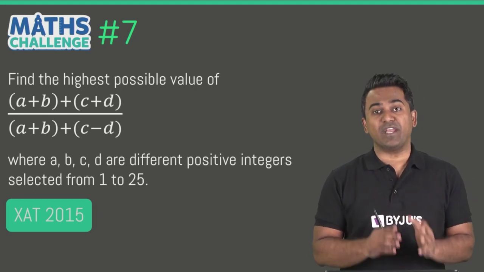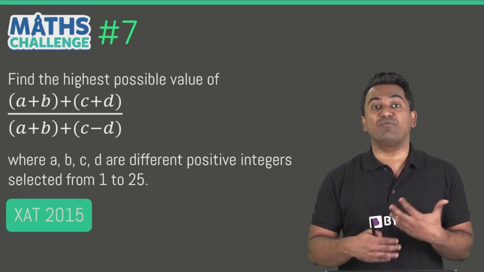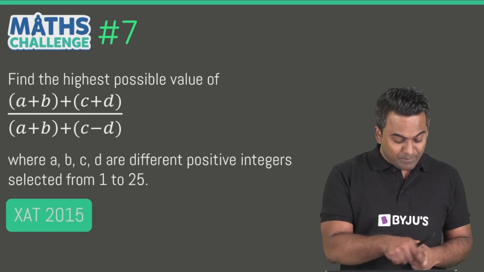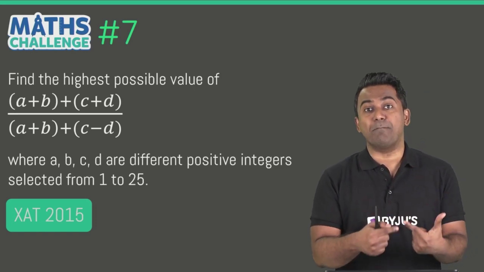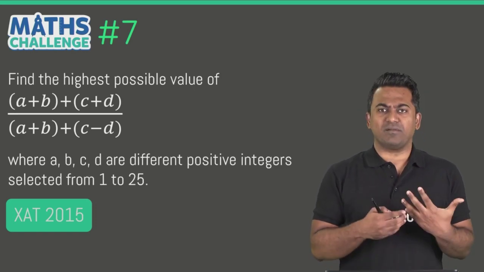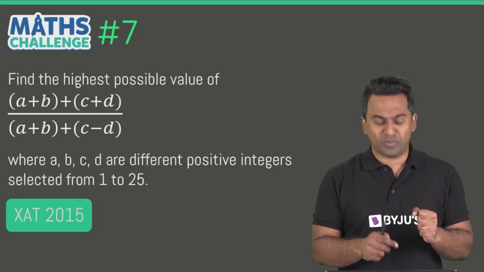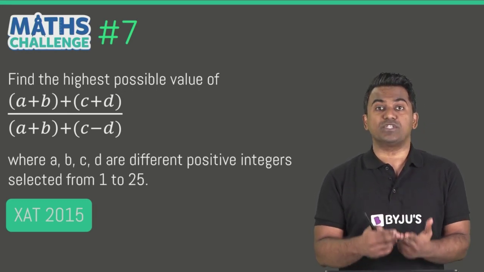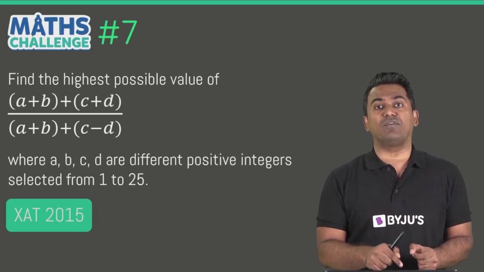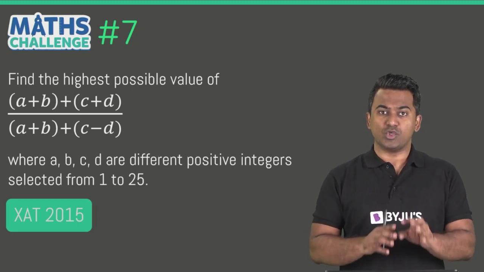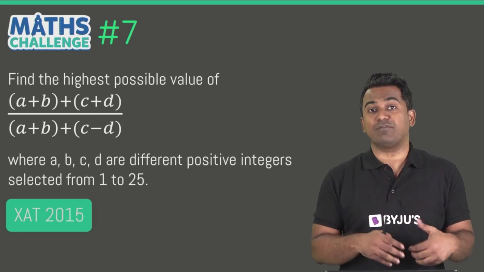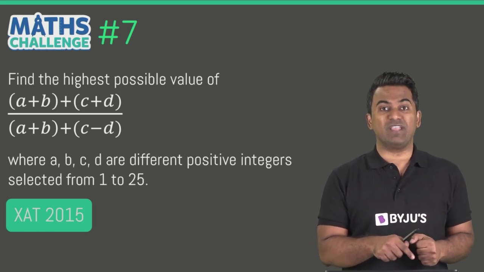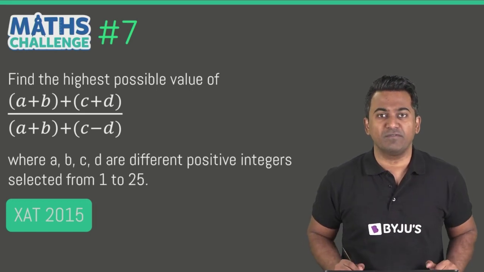We have been given a fraction in terms of some variables. So a plus b plus c plus d divided by a plus b, and if you notice, there is c minus d. And there is a condition that needs to be followed, and that is a, b, c, and d are different positive integers selected from 1 to 25. So all of these a, b, c, and d have got to be different, and you can only choose them from numbers 1 to 25, including both 1 and 25, of course.